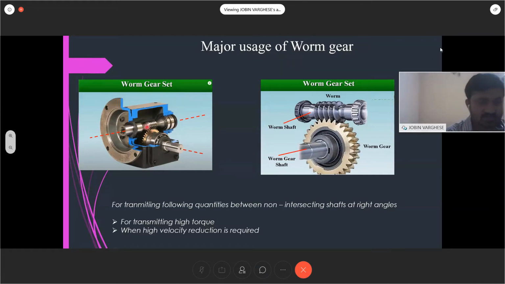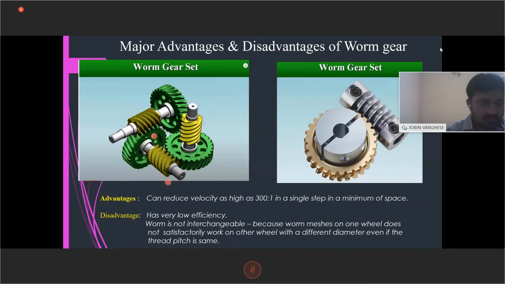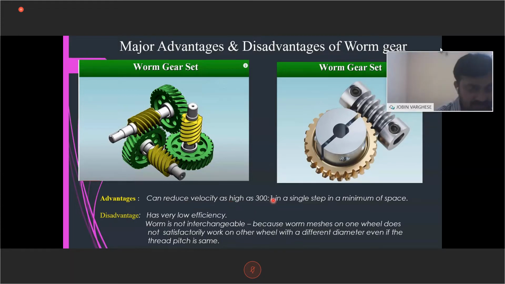The major benefit is that you can transmit high torque without failure, because many teeth are in contact at a time. When a high velocity ratio reduction is required, we use worm gears. Regarding advantages and disadvantages, the major advantage is that they can reduce the velocity as high as 300:1, with very good design and manufacturing, and in a single stage with minimum space. This is a major advantage.